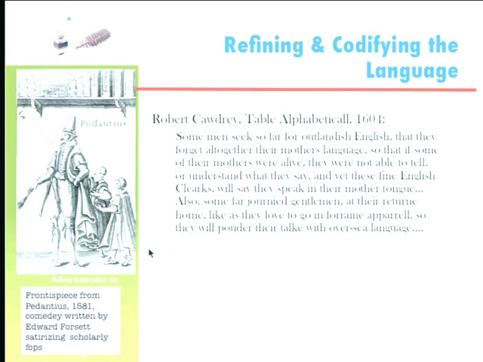Robert Cawdrey, whom we mentioned last time, I'll come again to in a moment, at the beginning of his Table Alphabetical, the first English dictionary, says, some men seek so far for outlandish English they forget altogether their mother's language, so that if some of their mothers were alive, they were not able to tell or understand what they say, and yet these fine English clerks will say they speak in their mother tongue.